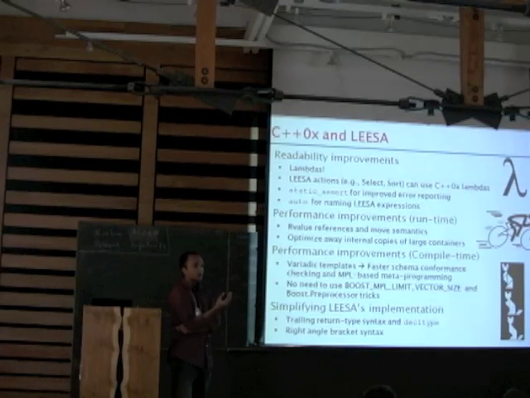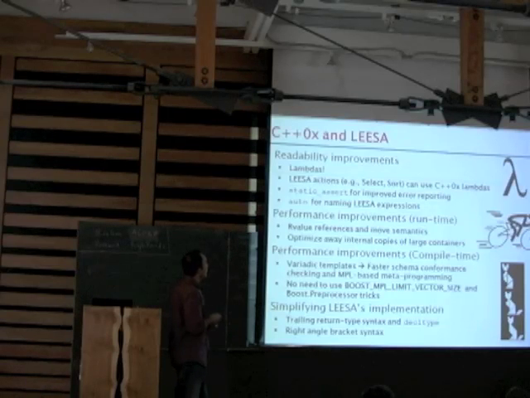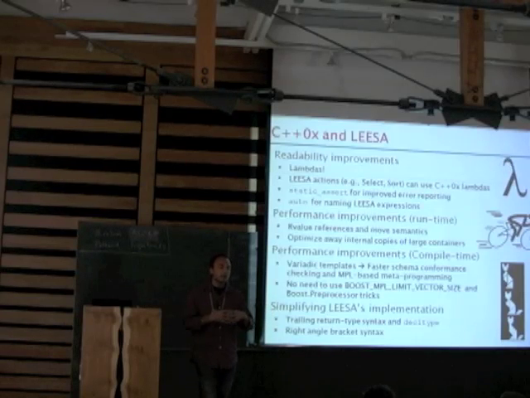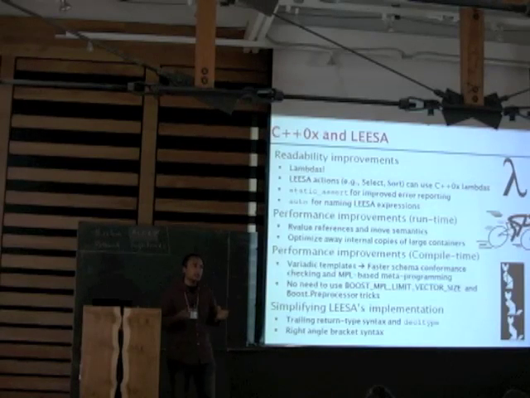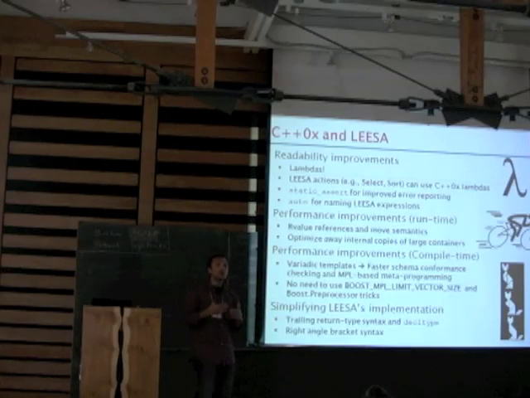Static assert for better error checking and error reporting. You can check whether your expression conforms with the schema or not, and then print out that error in a much more readable fashion. Auto for naming Lisa expressions, you can pass them around. You can get really large expressions and compose them together. That's possible using auto. I think the alternative is to use boost function, but then you'll need to spell out a little more types. Because all of them are unary functions, at least you need to specify parameter and return type. But that can help you reduce your typing, reduce your need to know the types.